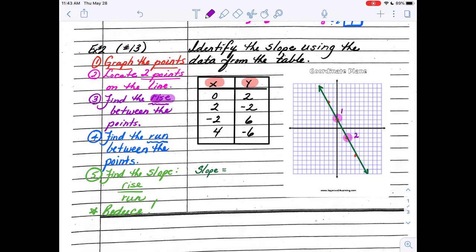Exactly, it's negative. So let's see how many lines we have to go down. 1, 2, 3, 4. Would you agree? We have to go down 4. So that's a -4. I had to go down 4 places. So my rise is -4.